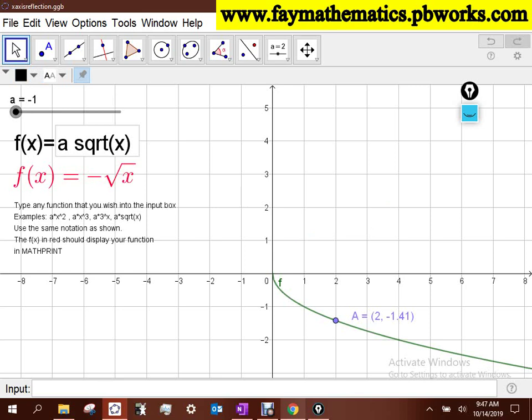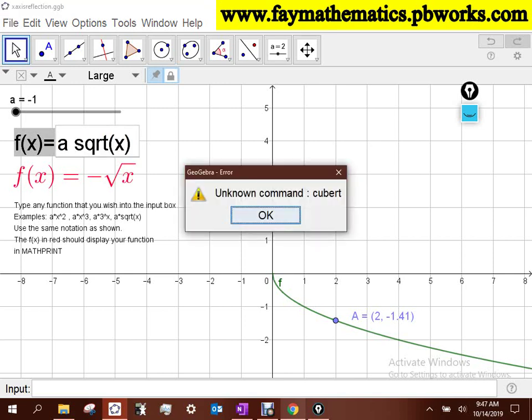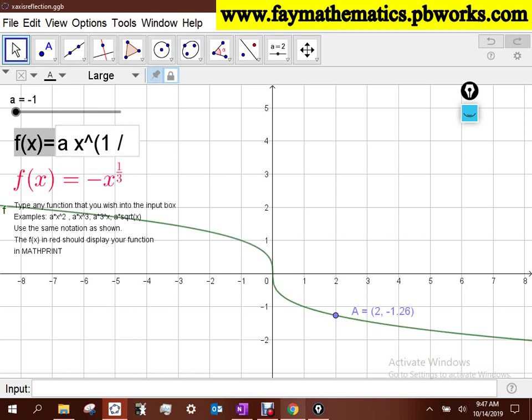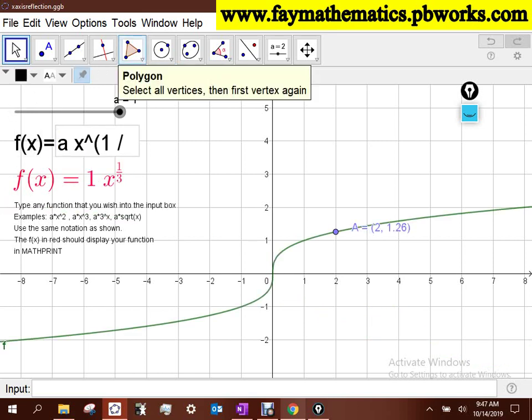Okay. Now, here's my question. When we put in, now I don't think there's a cube root. No, they don't. I'd have to look it up, but I don't think there's a command for cube root. So the way I type a cube root in is to use the rational exponent concept. So there's your cube root of x. Okay? Now, as I toggle it to a negative 1, just kind of think about your x-axis reflection.